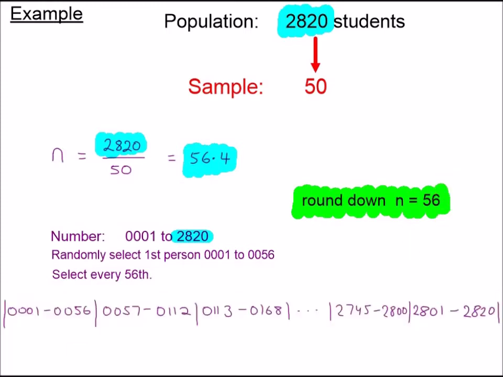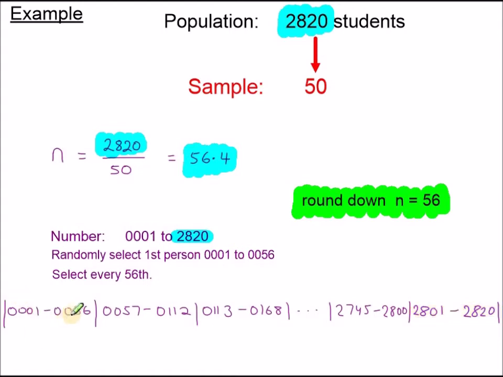So once again, here are my blocks of 56 students. There are 56 students here, there's another 56 students here, and so on. But if you look at the very last block, this one, there's only 20 students in this one. So if I'm selecting one student from each of these blocks, then all of these up to here have a 1 in 56 chance of being selected, but not in here. So there is an unequal chance of selection this time for the population.